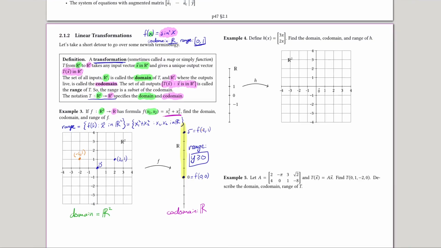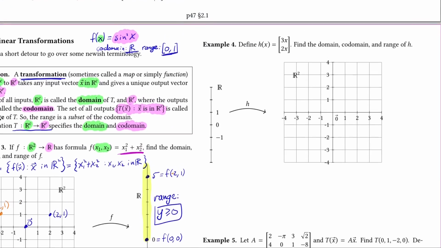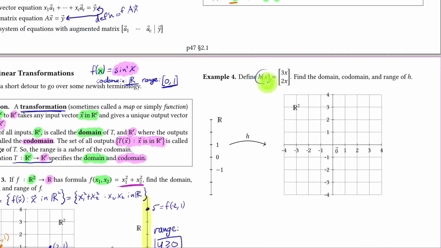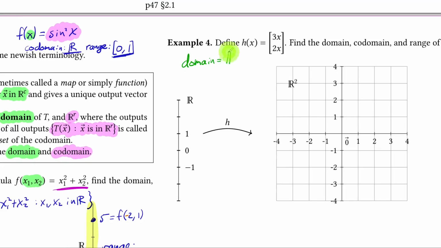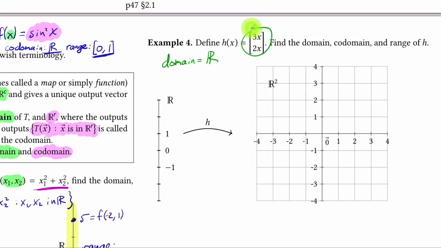Let's look at example 4 next. So here, h of x is a function that just takes a number x and multiplies it by 3 and multiplies it by 2. So because x is just a number, the domain is R, just the set of real numbers. But the kind of thing you get out as a result of this function has two components, a 3x and a 2x. So that's the codomain, R^2.